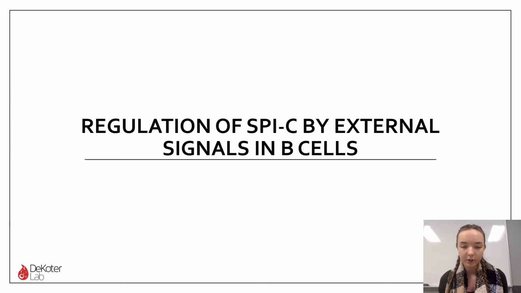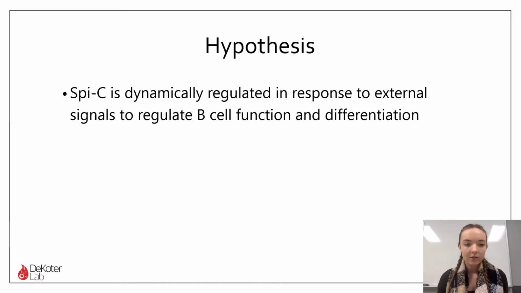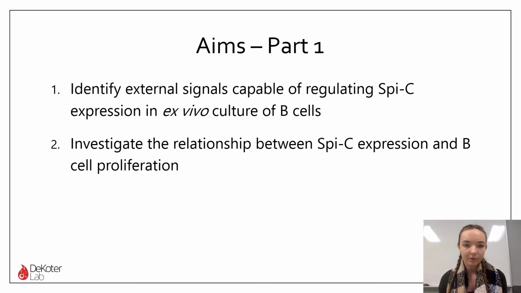So this leads to the first objective, looking at the regulation of Spi-C by external signals in B cells. For this project, we hypothesized that Spi-C is dynamically regulated in response to external signals, and we believe that this is to regulate B cell function as well as B cell differentiation. Our aims for this part of the project were first to identify external signals that can regulate Spi-C expression in ex vivo culture of B cells, and next to investigate the relationship between Spi-C expression and B cell proliferation.